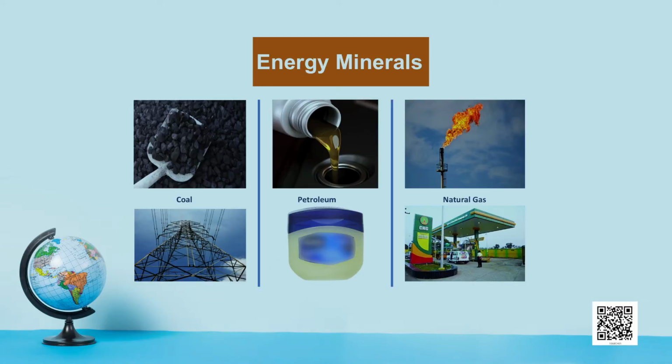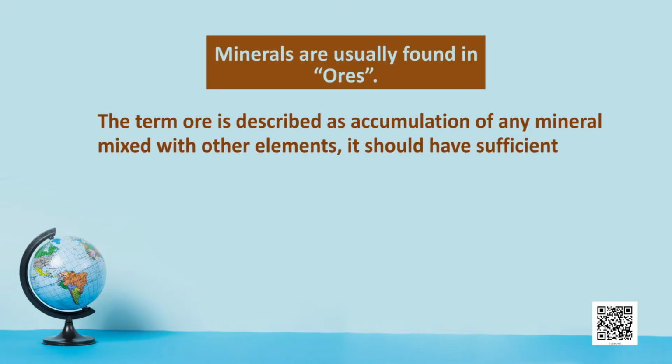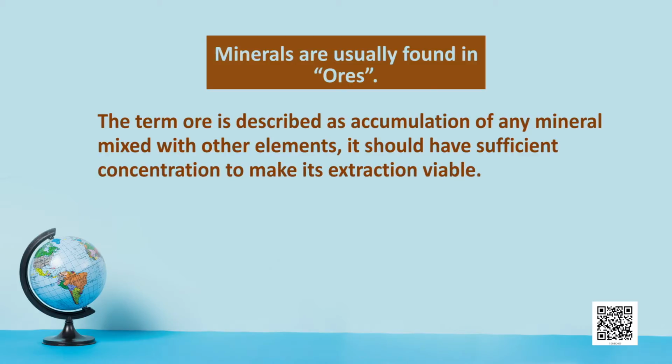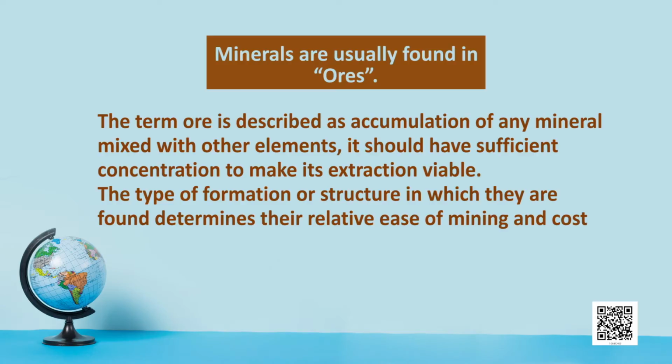Now let's understand where these minerals are found. Minerals are usually found in ores. The term ore is described as accumulation of any mineral mixed with other elements. It should have sufficient concentration to make its extraction viable. The type of formation or structure in which they are found determine their relative ease of mining and cost of extraction. Now let's understand the main types of formations in which minerals occur.